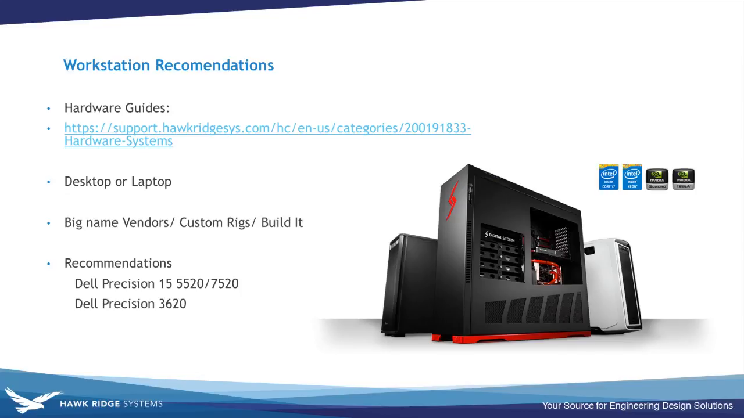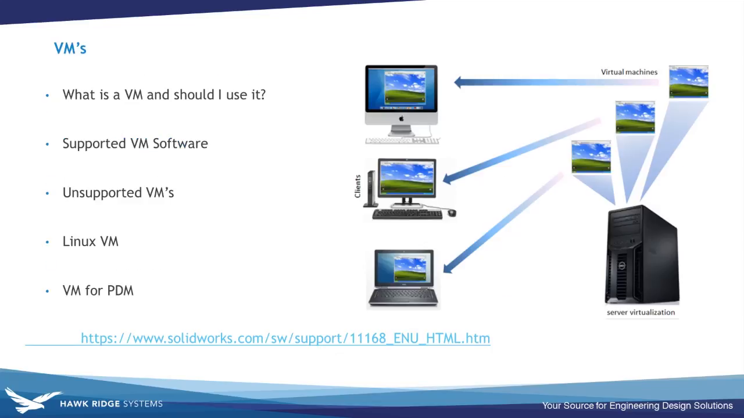And here are some recommendations for a Dell laptop and desktop. I believe the only difference between the 5000 and the 7000 is the monitor size. I think it's a 15 versus 17. I may be mistaken there, though. But yeah, Dell desktop and laptop listed here. These are the kind of things you'll find in our hardware guides.